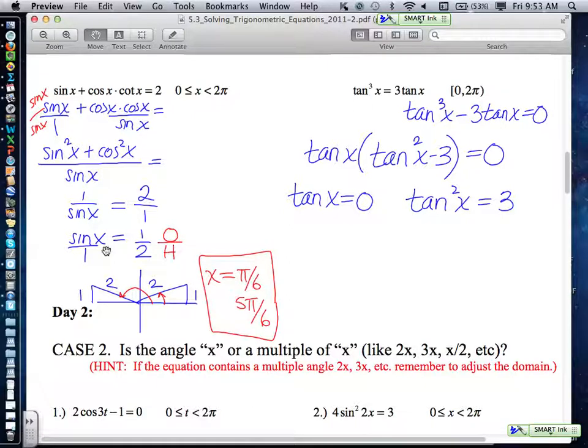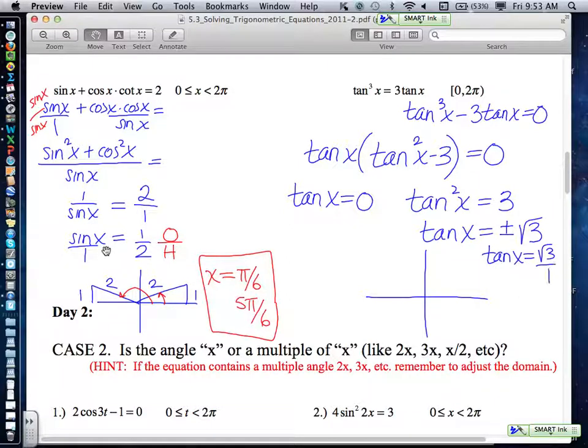So now when we finish solving, when I take the square root of both sides of the equation, I have tangent x equals plus or minus root 3. All right, this is going to give us a lot of solutions, so I want you to see this. When you look at tangent x is positive root 3, we're really talking about tangent x equals root 3 over 1. And when it's negative, we have tangent x equals negative root 3 over 1. Tangent is positive in quadrants 1 and 3.